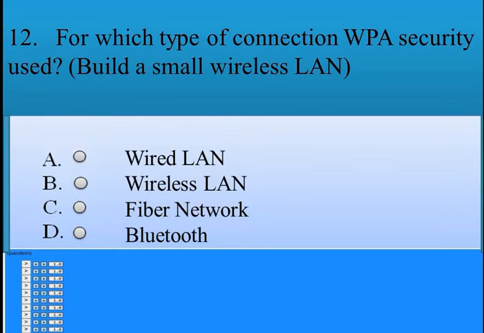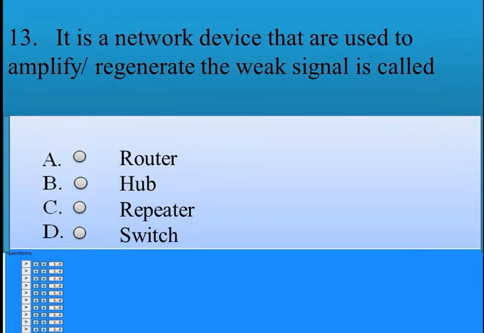Wireless LAN. Question number 30. It is a network device that is used to amplify or regenerate a weak signal. It is called A. Router. B. Hub. C. Repeater. D. Switch. The correct answer is repeater.